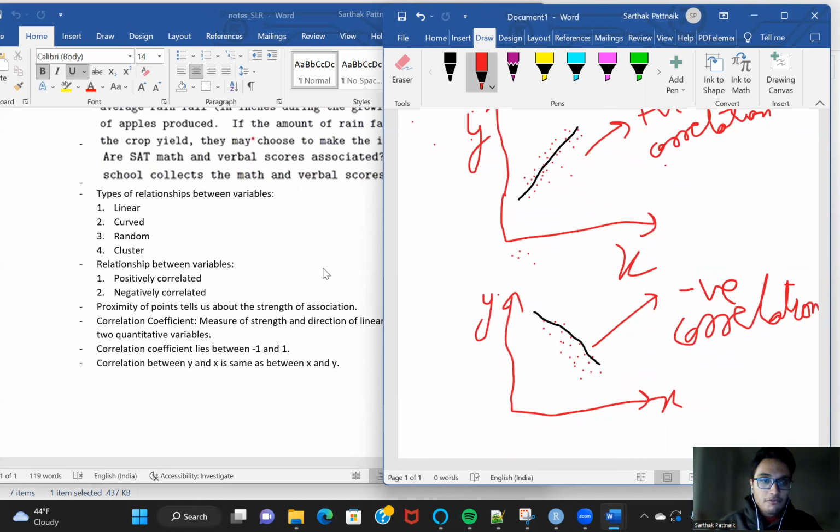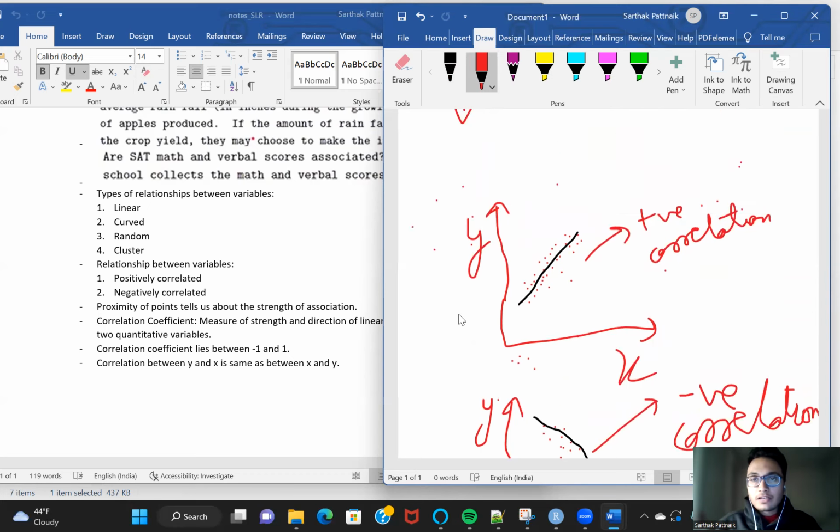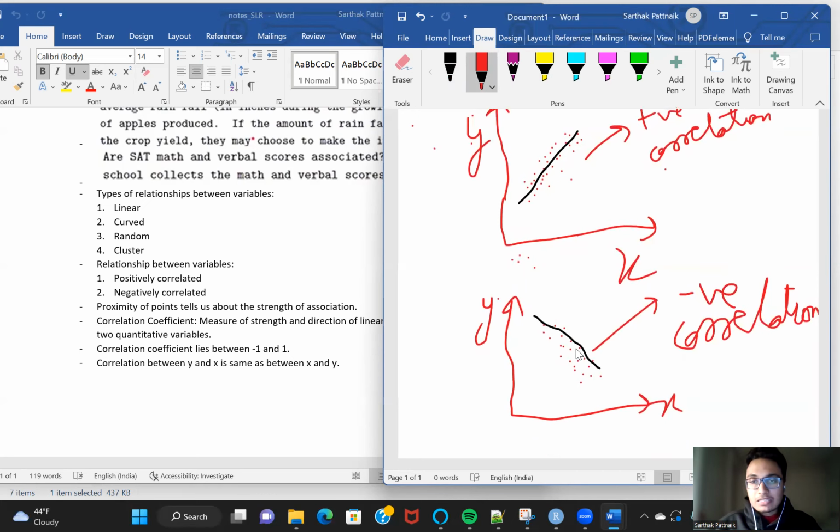Now, a couple of points that I want to go over quickly. First is that the proximity of points, which means how close these points are to one another when I fit the line through these points, determines the strength of the association. If they are positively related or negatively related, this is referred to as the direction of correlation. This tells you about the direction of the correlation. But how strong are these correlations?